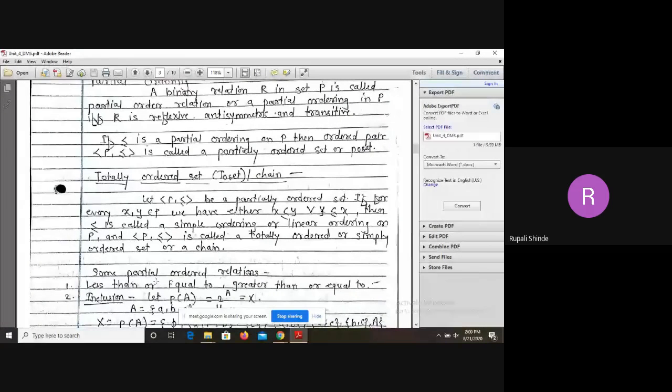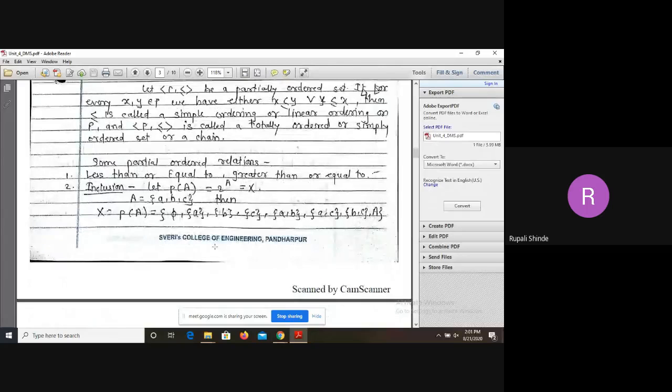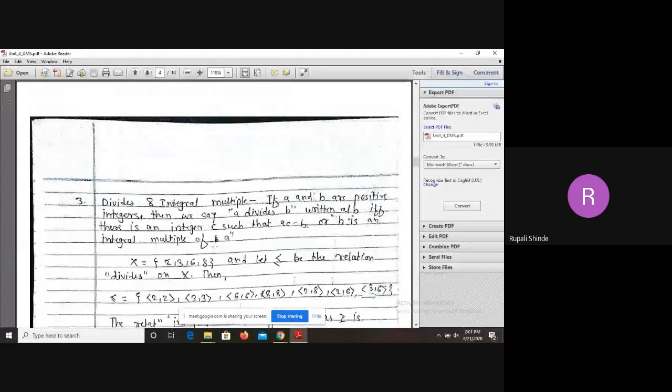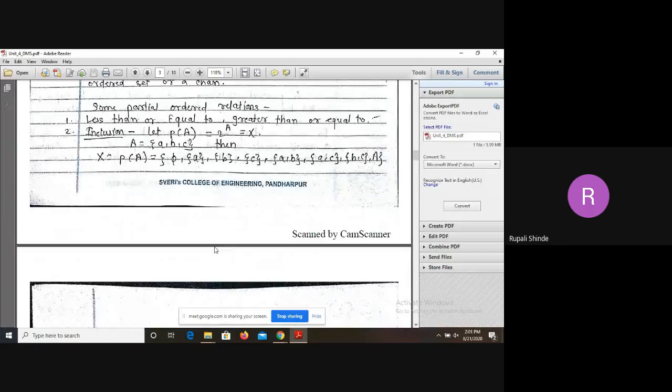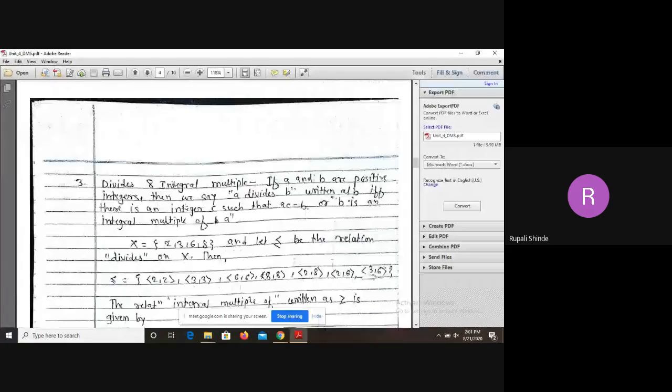Okay. So again, after that we have seen what are the examples of partially ordered relations. The first one is less than or equal to, greater than or equal to. The second one is inclusion, that is, of all the sets of a power set. And the third one is divides, an integral multiple of. So all these are called partially ordered relations. Though this symbol looks like less than or equal to, the meaning of this symbol is partially ordered relation, and that relation can be anything like less than or equal to, greater than or equal to, inclusion, integral multiple of, or divides.